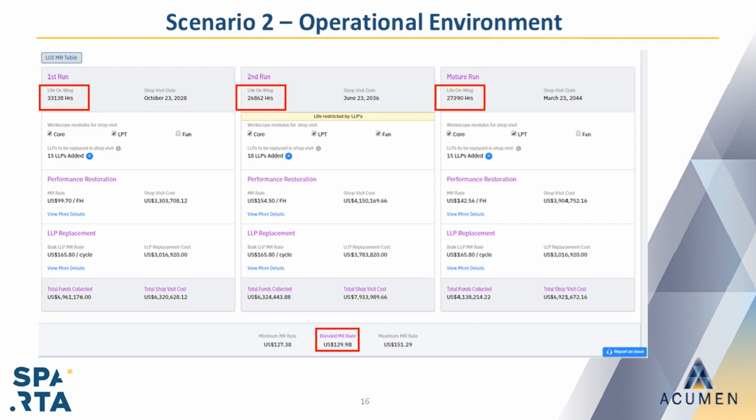Firstly, in Central Europe, the MR calculator estimates that the engine will be capable of operating for 33,138 flight hours first run. At the first shop visit, the engine will be built for 13,431 flight cycles, matching the fan LLPs, with the core and LPT overhauled at a cost of $3.3 million. The second and third run interval is estimated to be approximately 27,000 hours, and the overall blended maintenance reserve rate is $129.98 per hour.